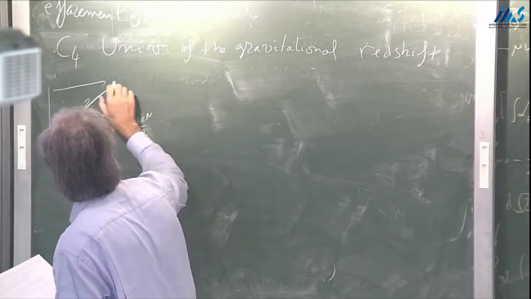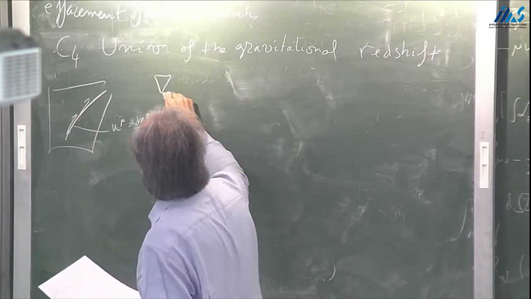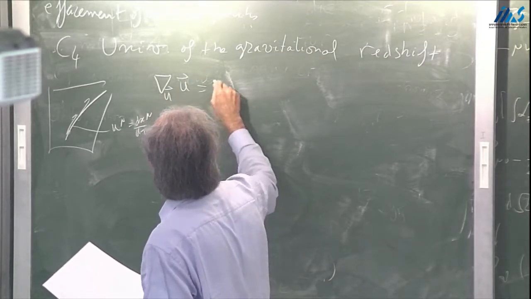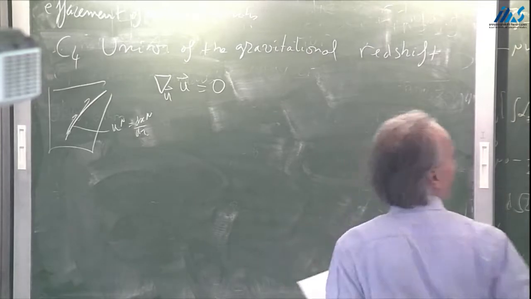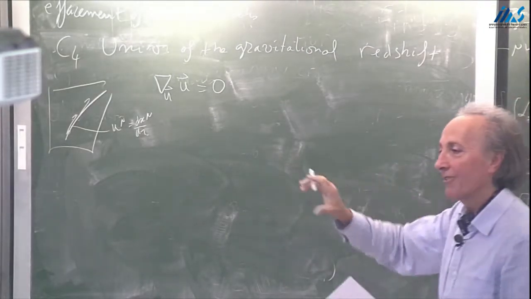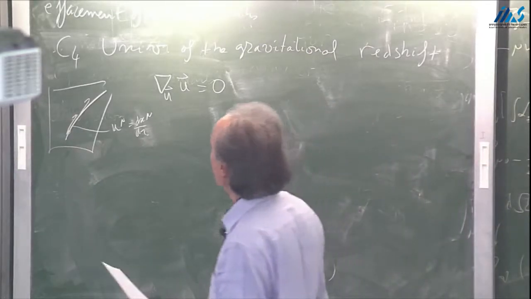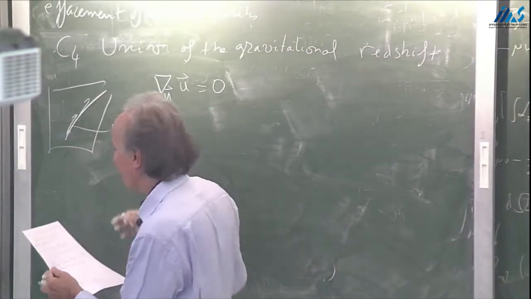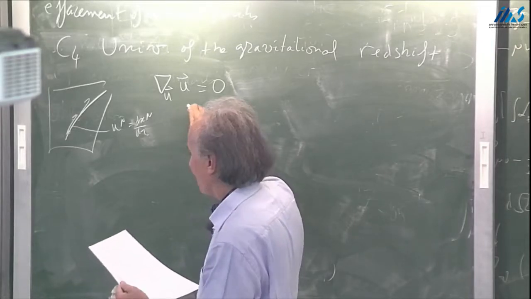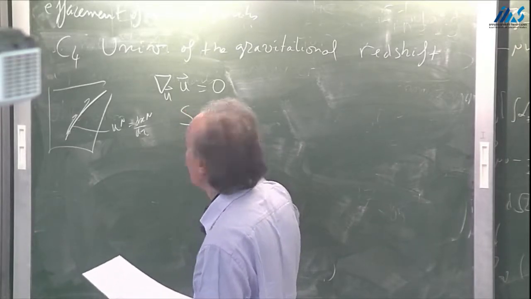If you write the covariant derivative of this vector u along itself, you find that this equation says that this thing is parallelly propagated: it does not change in length, it does not change in direction. So this is the closest analog of a straight line. And this equation follows from the following action.